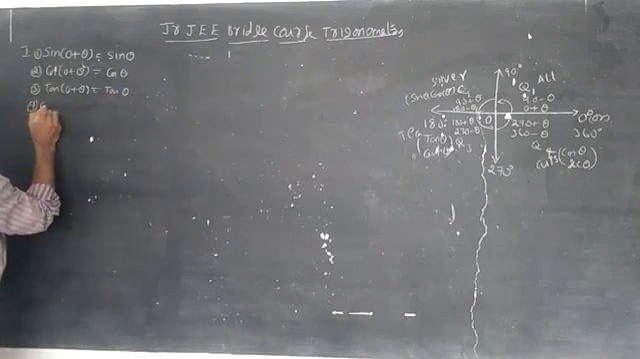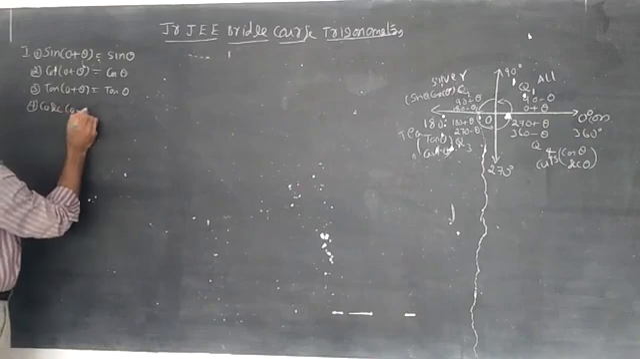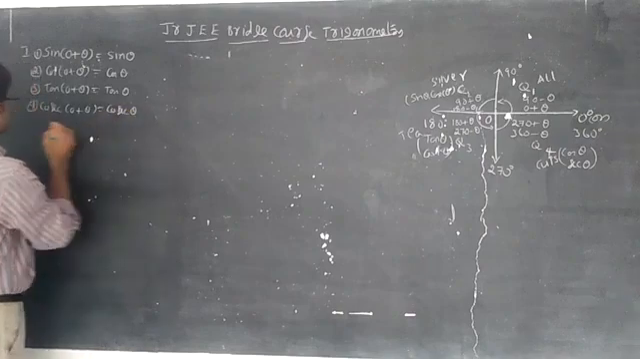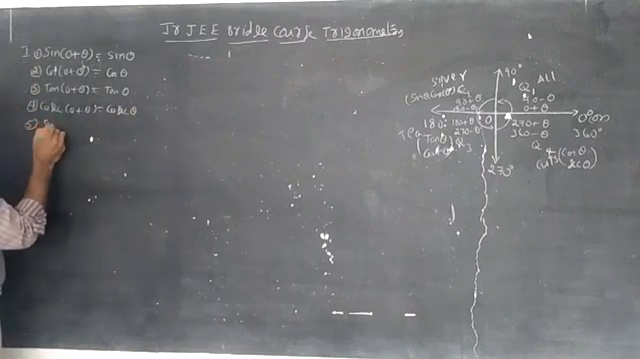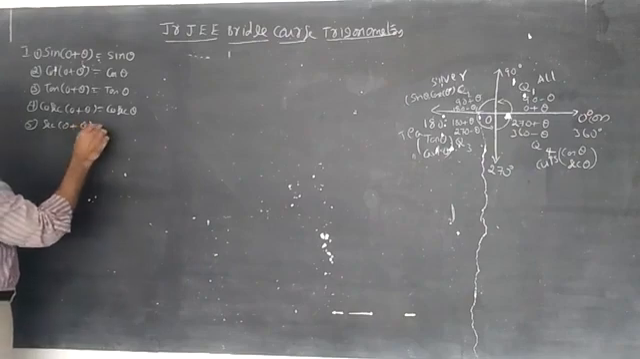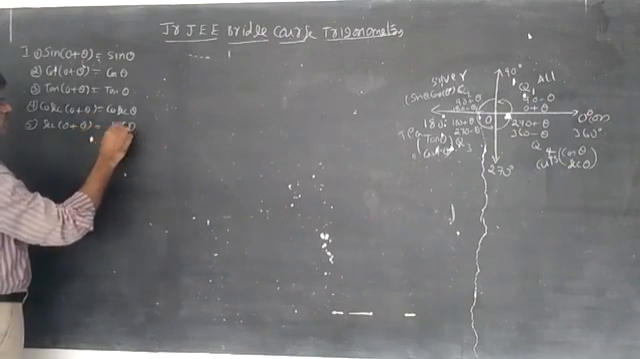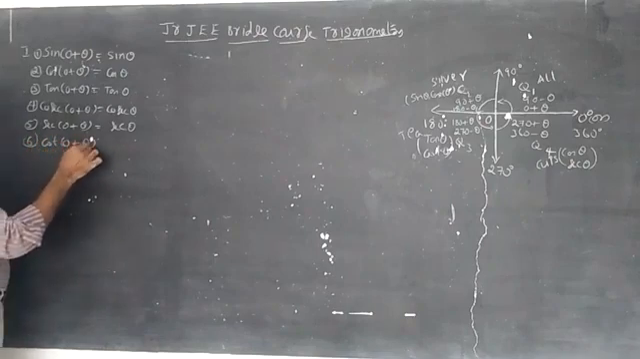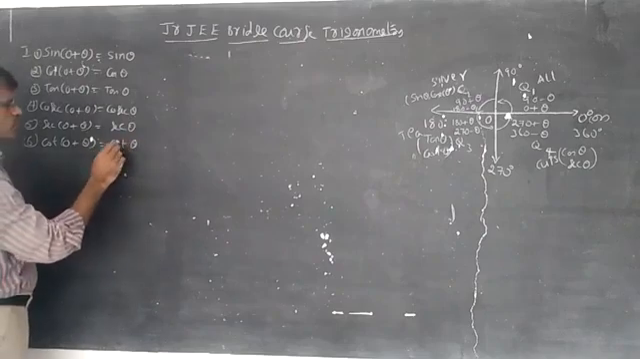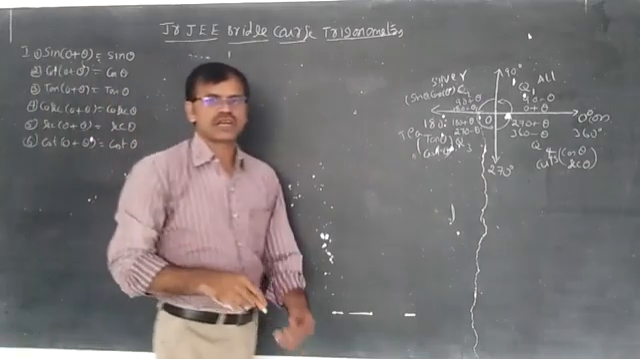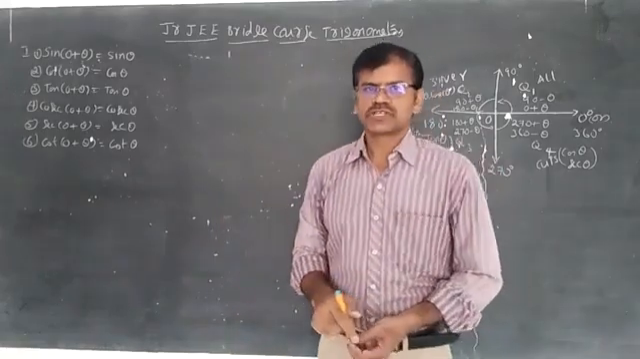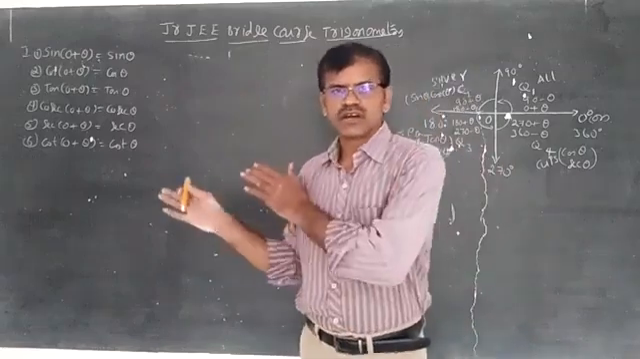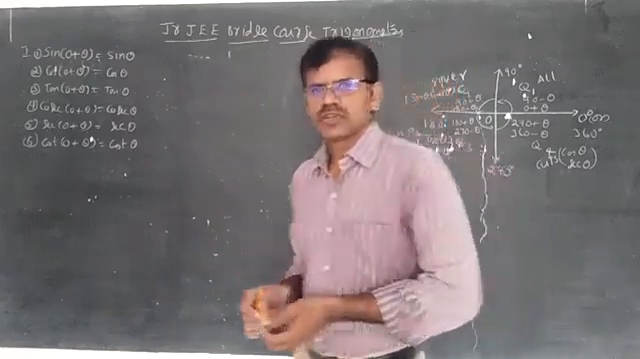Next, cosecant of 0 plus theta is equal to cosecant theta. Secant of 0 plus theta is secant theta. Next, cot of 0 plus theta is cot theta. So there is no question of changing the names. You can understand here 0 is nothing but 360. So instead of 0, if you put 360, then you can understand sin of 360 plus theta, cos of 360 plus theta, like that also.